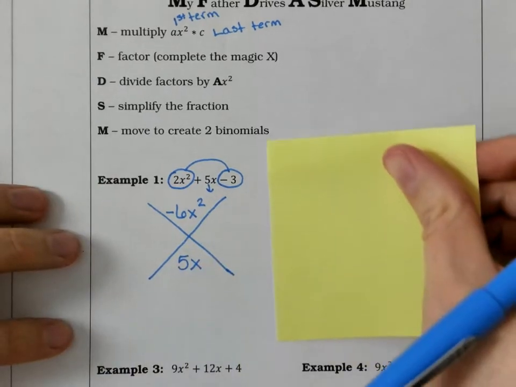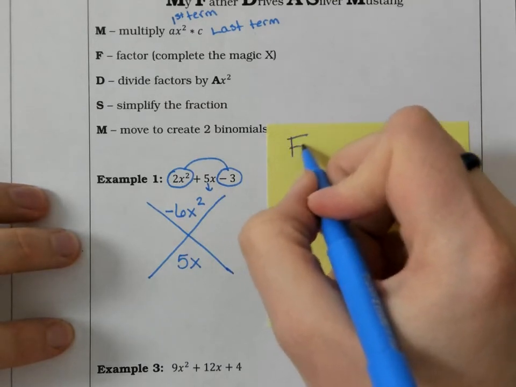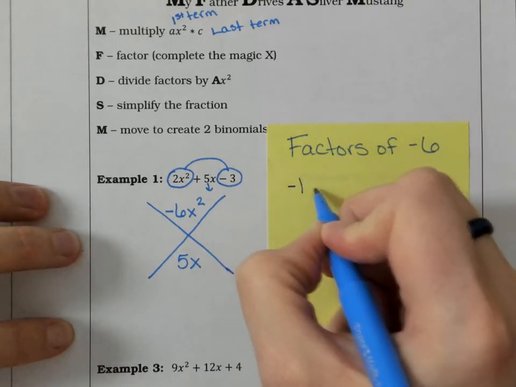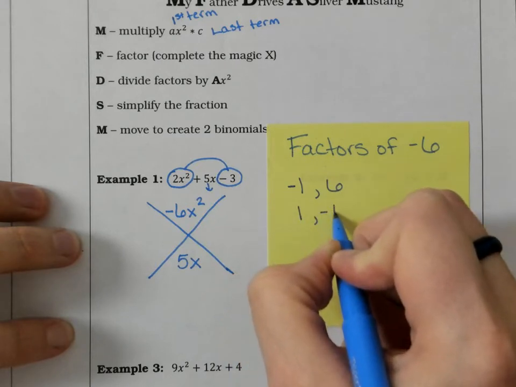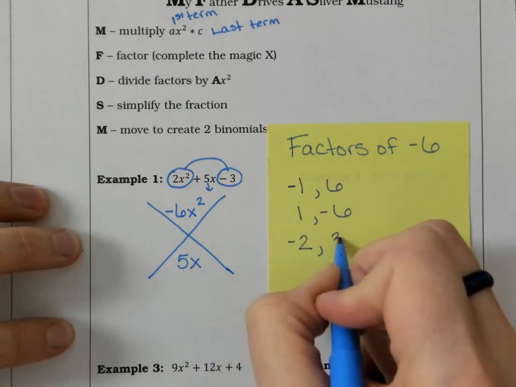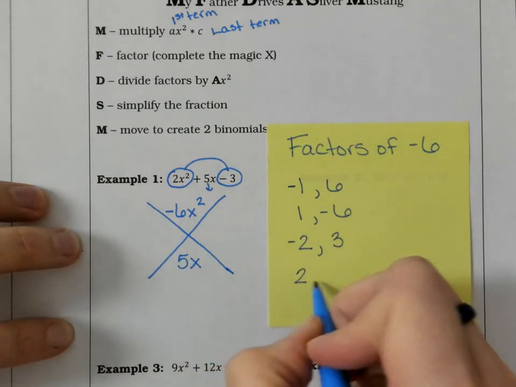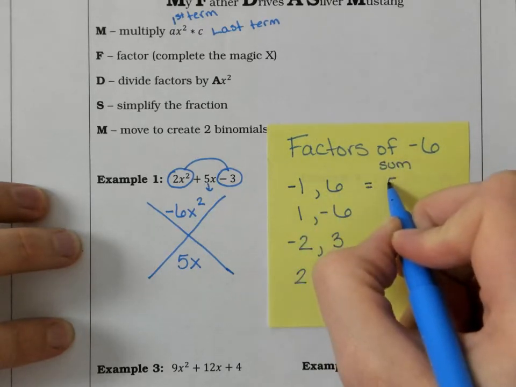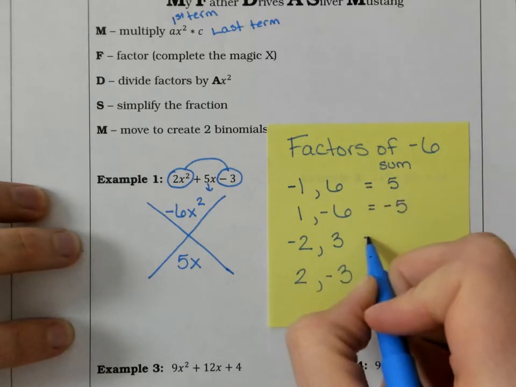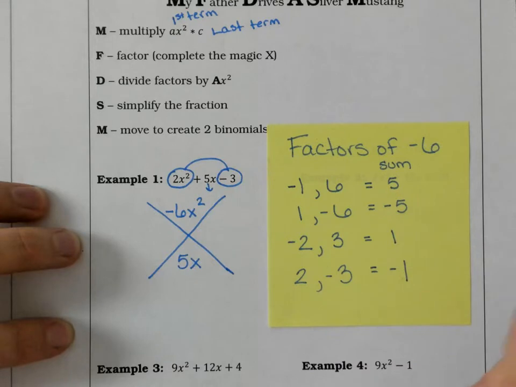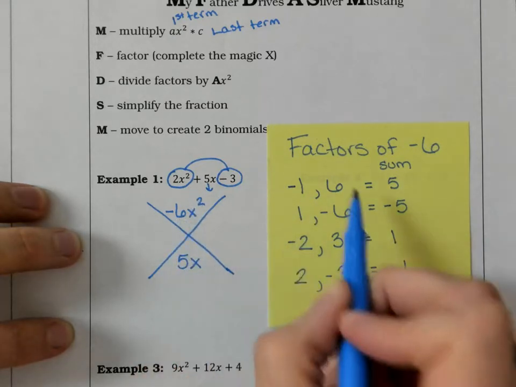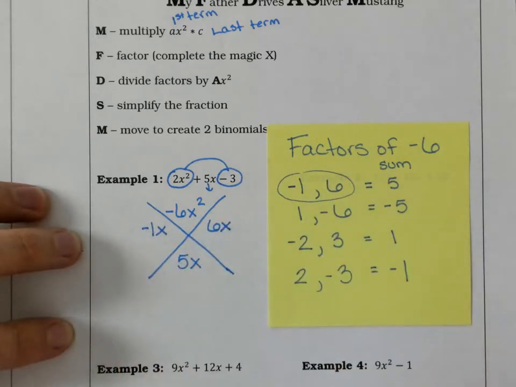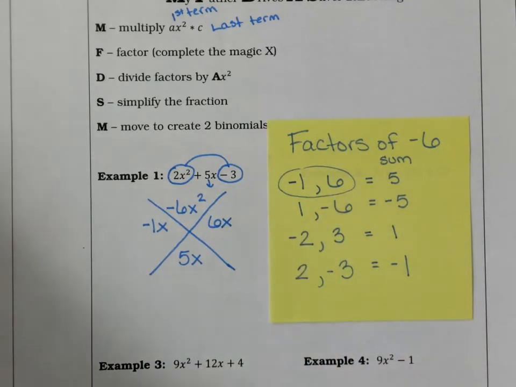So here I'm going to write out my factors of negative 6. So I have negative 1, positive 6, or 1 and negative 6. Negative 2 and positive 3, or positive 2 and negative 3. And we need to find the sum. We're going to add together. So this gives me 5, negative 5, 1, and negative 1. So the factors of negative 6 that add to 5 are this right here. Negative 1x, positive 6x.